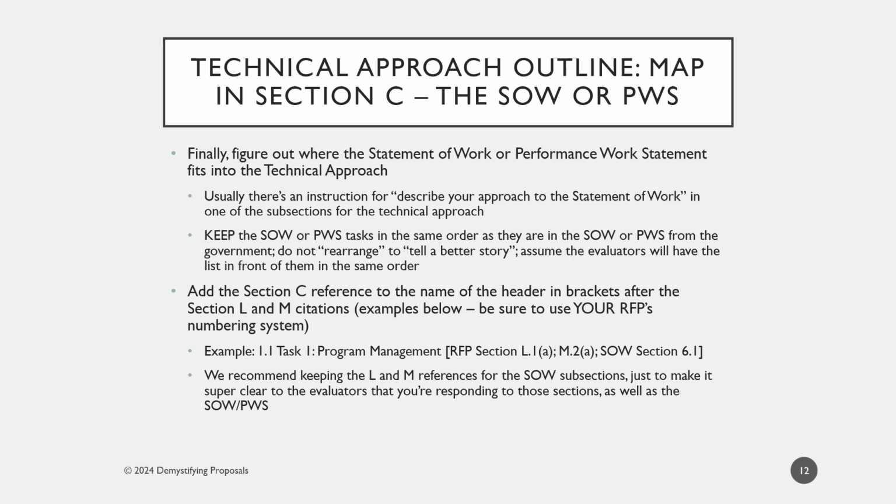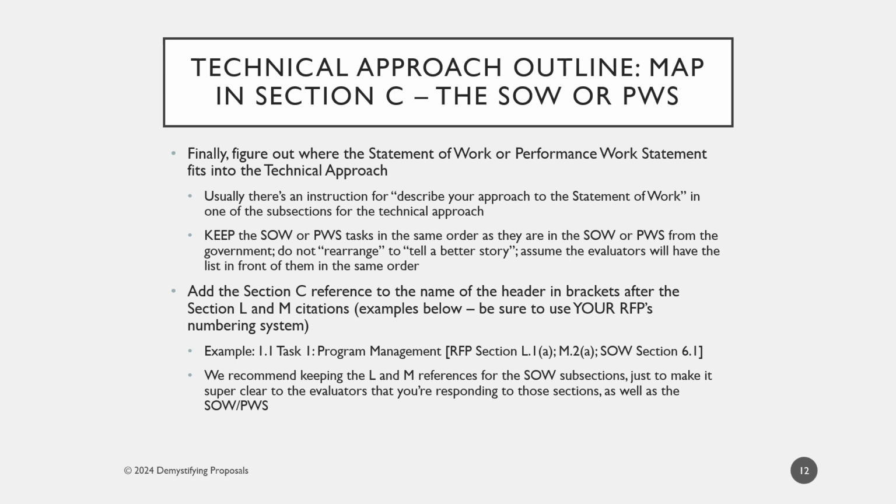So, for example, if the first section of your statement of work is task 1 program management, which it often is, then you would put the L and M references in for technical approach. So L1A is technical approach, M2A is also technical approach, and then you add SOW section 6.1, as in the example of the task 1 program management can be found in the statement of work section 6.1.